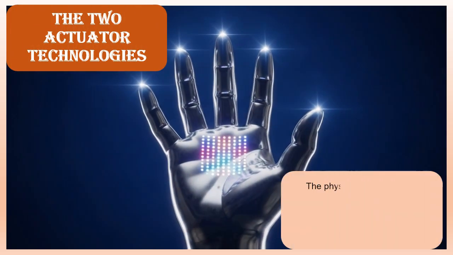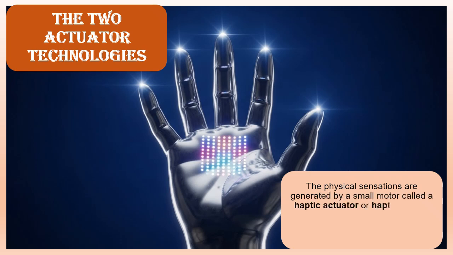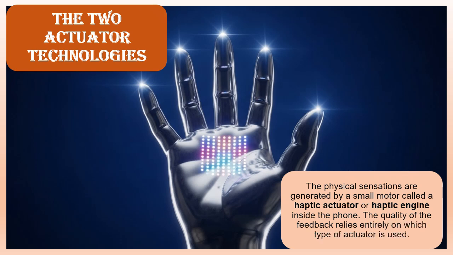The Two Actuator Technologies. The physical sensations are generated by a small motor called a haptic actuator or haptic engine inside the phone. The quality of the feedback relies entirely on which type of actuator is used.